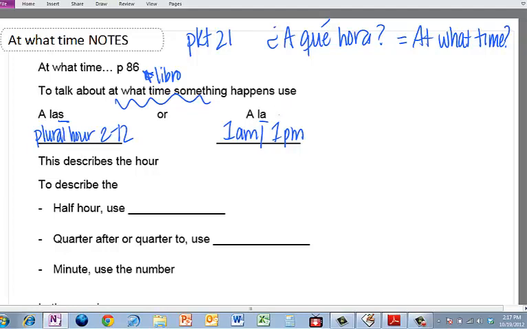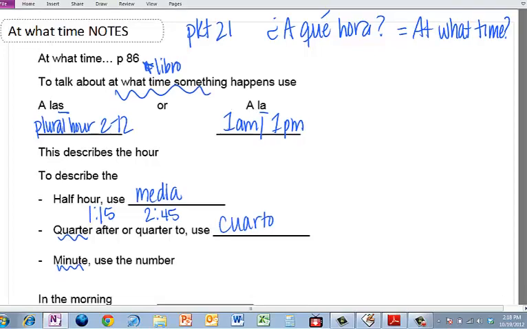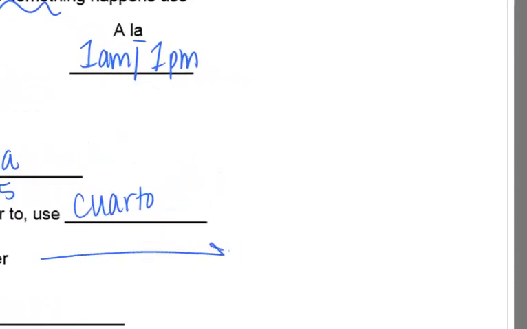To describe the minute or the half hour, you use media, and we'll see how this all fits together in a little bit, but right now this is just the vocab. Or the quarter of the hour, so if it's quarter after as in like 1:15, or quarter to an hour as in 2:45, you use the word cuarto in Spanish, which means quarter. If it's the minute, you're going to use the number.